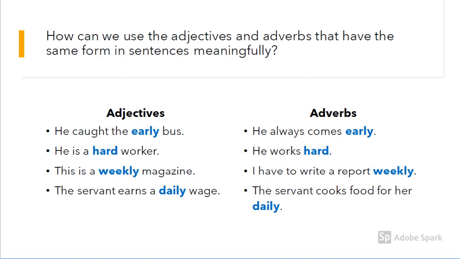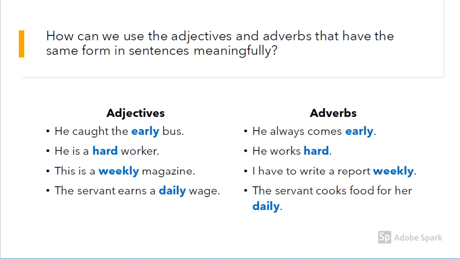How to use the adjectives and adverbs that have the same form in sentences meaningfully. Look at the example sentences given. He caught the early bus. He always comes early. Here you can see the word early has been used in both sentences. But in the first sentence, the word early functions as an adjective because it describes the noun bus. But in the second sentence, the word early functions as an adverb because it describes the verb comes.